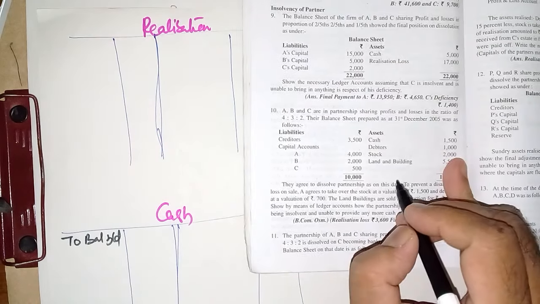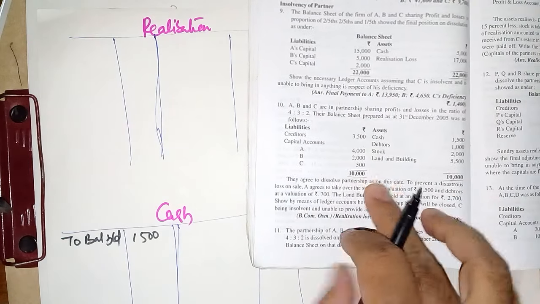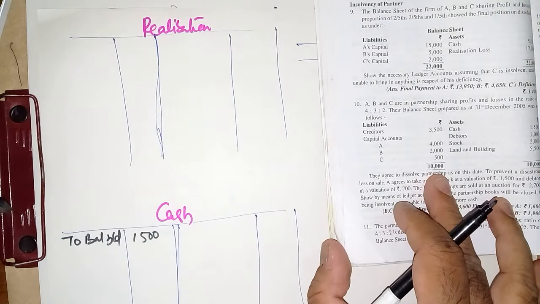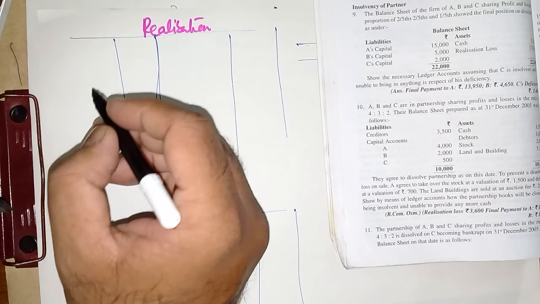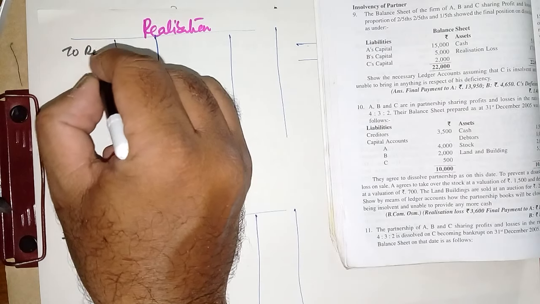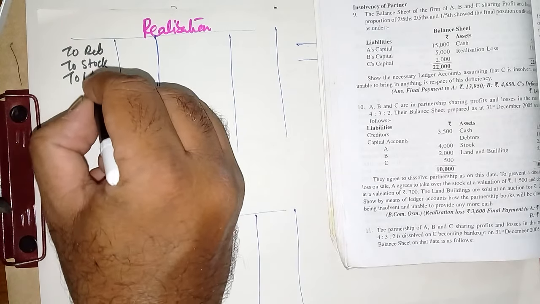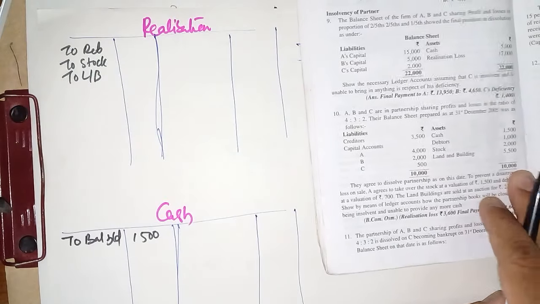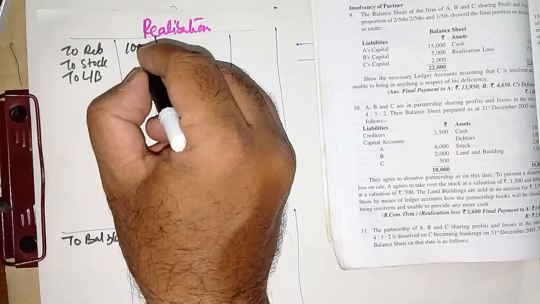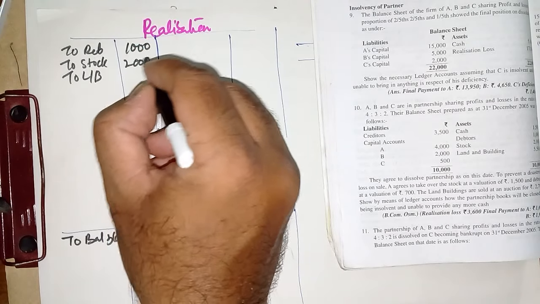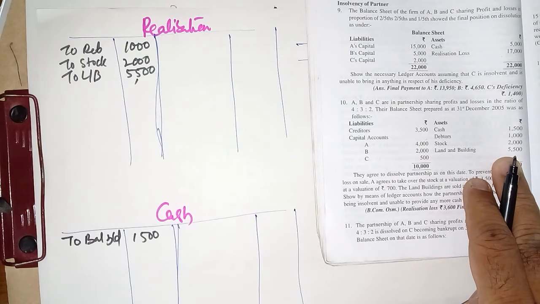In cash account we write to balance brought down, the opening balance of cash, in this case 1,500. Then assets. So the first entry, assets should be transferred to realization. The entry would be realization to assets. So we have assets: debtors, stock, land and building. To debtors, to stock, to land and building. I'm writing abbreviations. So how much amounts? 1,000, 2,000, 5,500. So we have transferred assets to realization account.